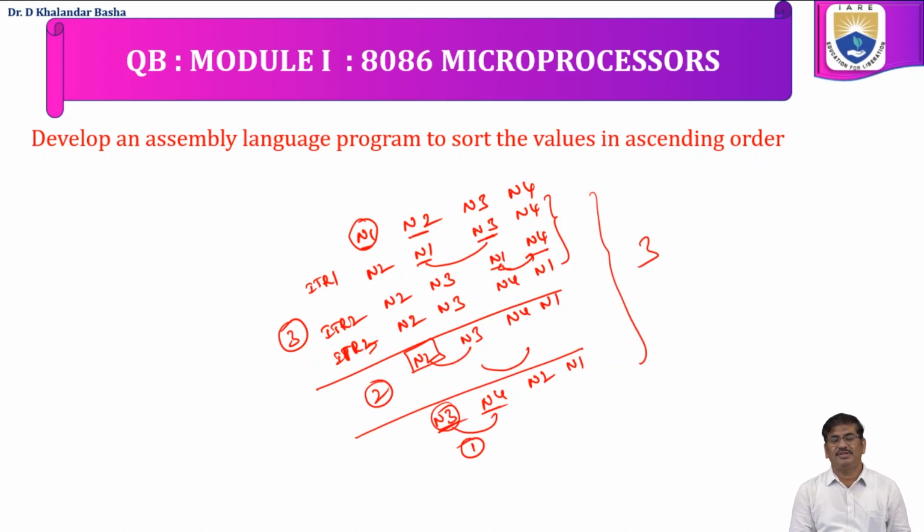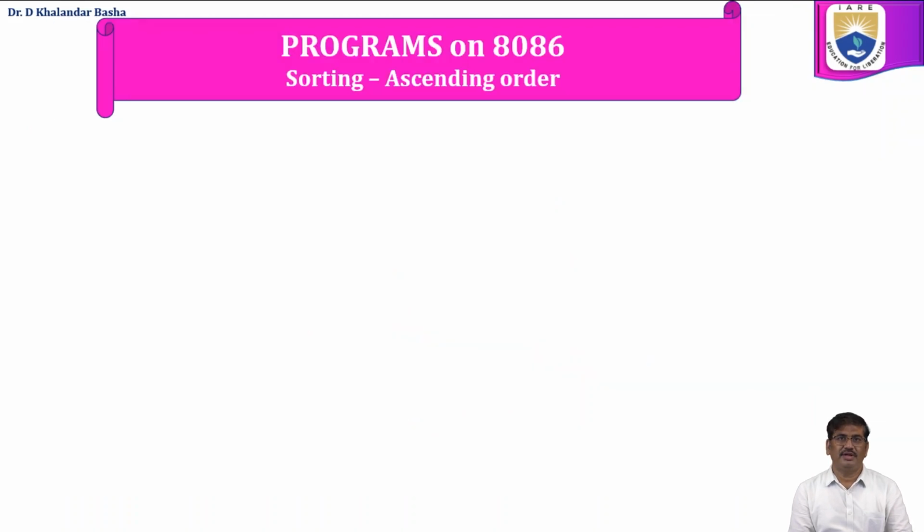For this purpose, we are going to have 2 counts initialized with 3. Here also we will initialize with 3. After the next iteration, this will be decremented, so 2 comparisons will be there. In the next iteration, that is the third iteration, only 1 comparison will be there. Now we will see the program for it.